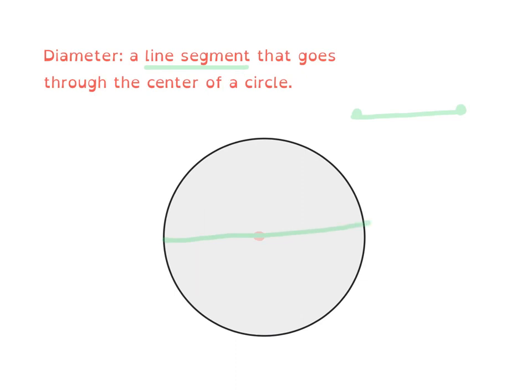Now, do you think that's the only diameter that we could draw on this circle? Could we maybe draw a diameter that was vertical going through the center? Or maybe one that crossed in between? Maybe one this way? The answer is yes. The definition of a diameter is a line segment that goes through the center of the circle. So as long as your line segment goes through the center of the circle and stops at either end, you have a diameter.